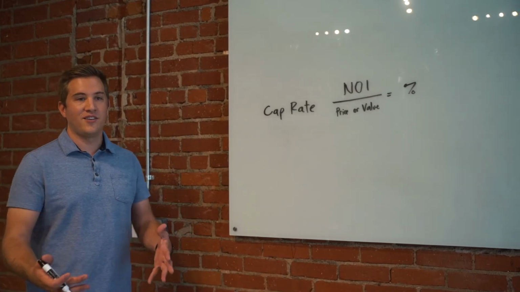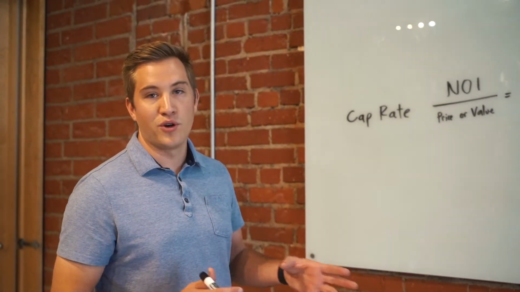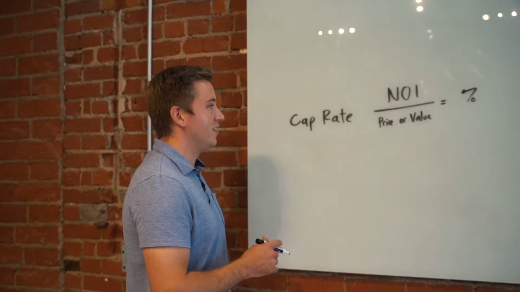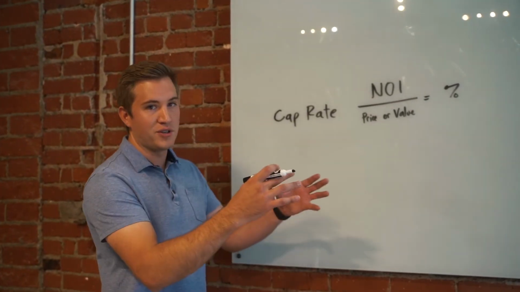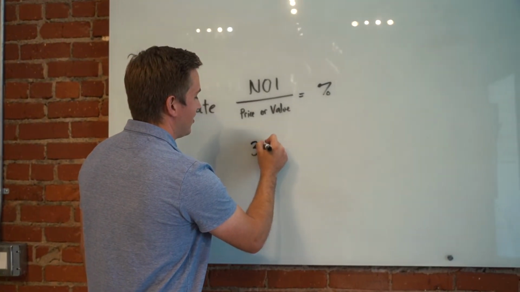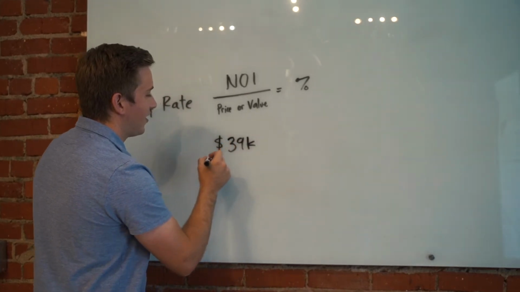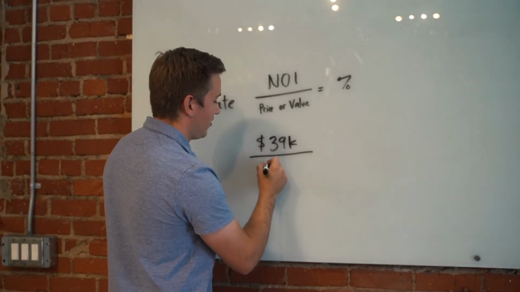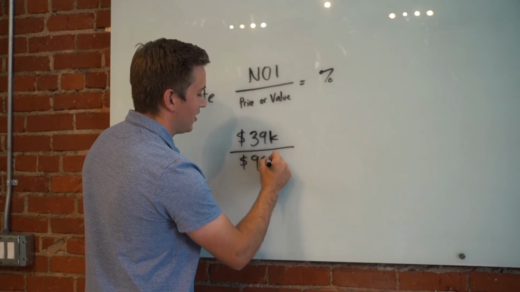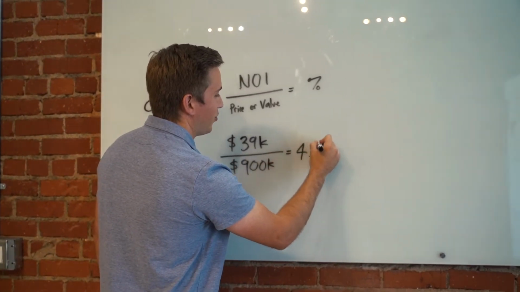All right, so let's take a look at an easy example. If we were to look at that same building from the gross rent multiplier example and take the $60,000 of gross income minus our expenses, and we came out with $39,000 in net operating income, we take that net operating income divided by the value of our building, which is 900 grand, and this would spit out our cap rate, which in this case is 4.3%.